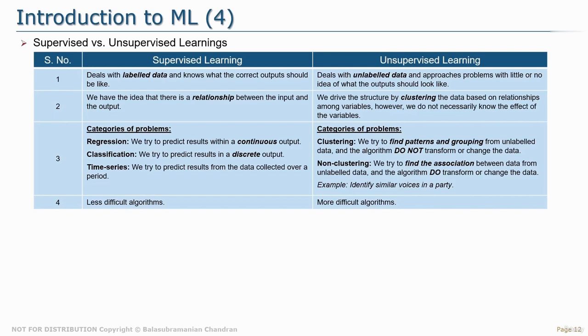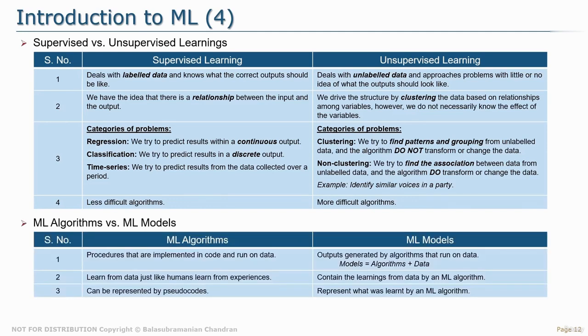Categories of problems in unsupervised learning. Clustering, we try to find patterns and grouping from unlabeled data, and the algorithm does not transform or change the data. Non-clustering, we try to find the association between data from unlabeled data, and the algorithm does transform or change the data. Example: identify similar voices in a party. Supervised algorithms are less difficult. Unsupervised algorithms are more difficult.